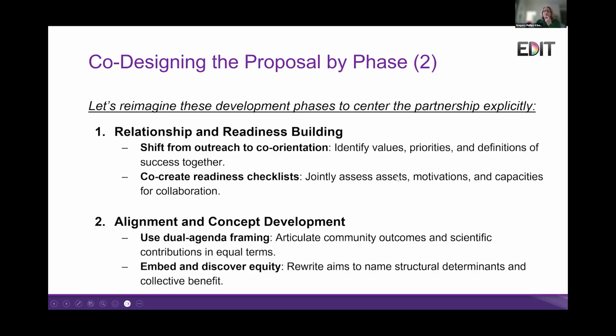So, thinking about all these steps and thinking about how we can do a better job at centering the partnership in the proposal development, starting with relationship and readiness building. So, shifting from outreach to co-orientation. If you have a partner in mind, this is helpful. You don't want to start by saying, I'm doing research on a particular community. I'm going to do a Google search and see who's doing work on that community, and then reach out to them and hope that a cold email is good enough to get a partner.